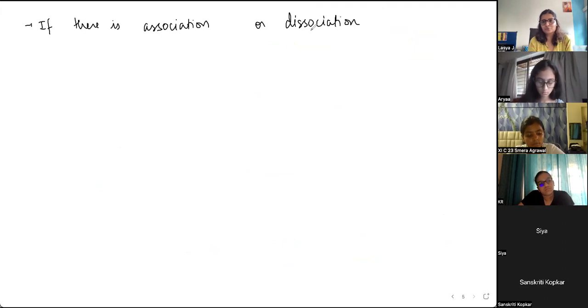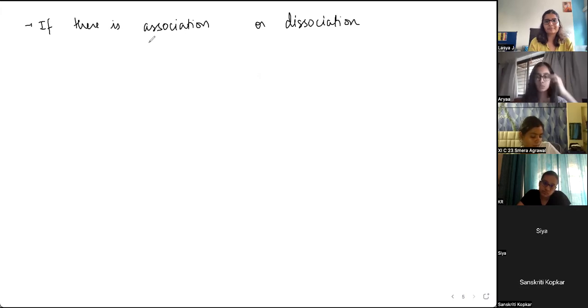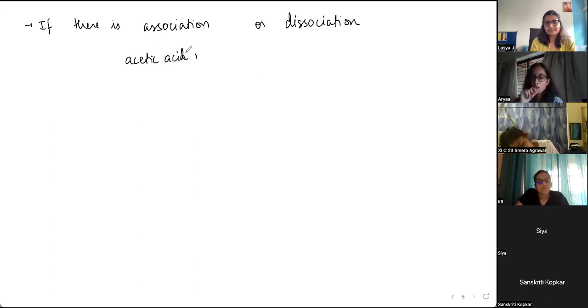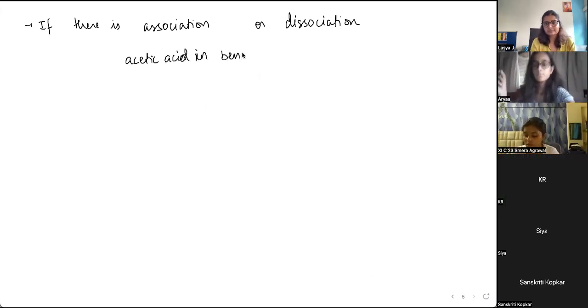you're familiar with dissociation, where salts dissociate into ions: NaCl splits into Na plus and Cl minus. If you have MgCl2, then you have thrice the number of particles, because you have Mg 2 plus and twice the Cl minus ions. Association also takes place. For example, if you dissolve acetic acid in benzene, this causes something called dimerization.